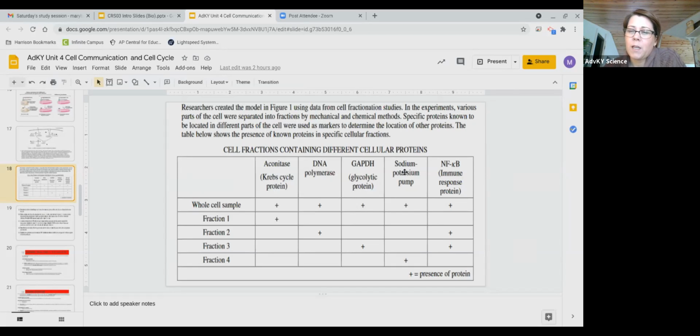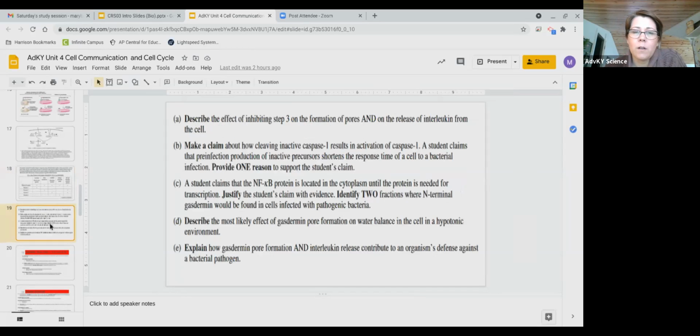And then a sodium-potassium pump. Where have you heard of pumps being located? And so that would be in the membrane of the cell. So then we have this weird immune response cell that you probably haven't heard of, NF-kappa beta. And so I'm going to go back to our question. So a student claims that the NF-kappa beta protein is located in the cytoplasm until the protein is needed for transcription.